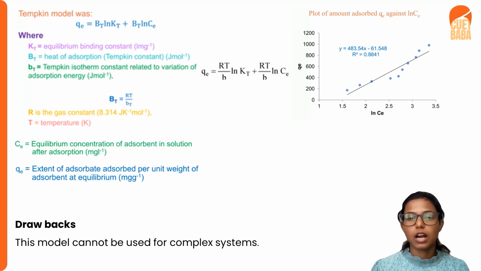So when we draw the graph of this model, the QE versus ln C graph is drawn here. So here the slope will be BT and the intercept will be BT ln KT. The drawback of this model is that it cannot be used for complex systems. This equation can only be applied to simple systems.